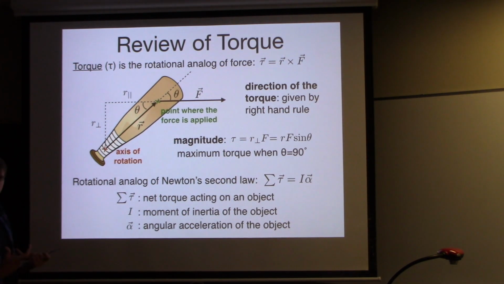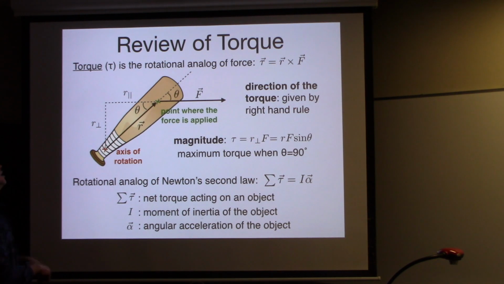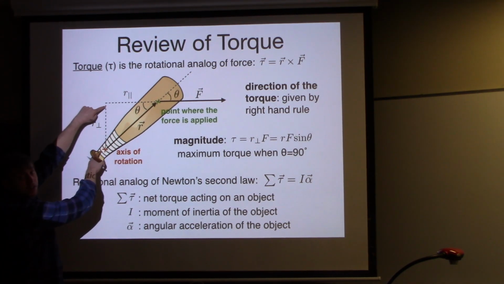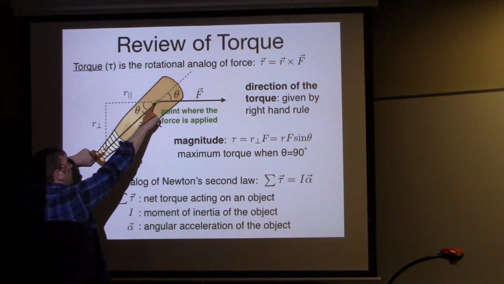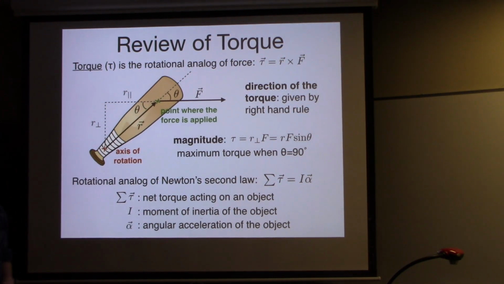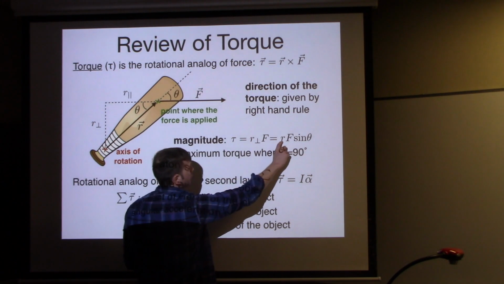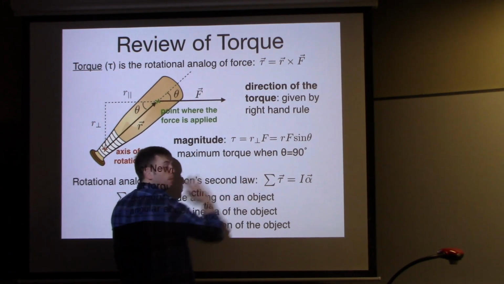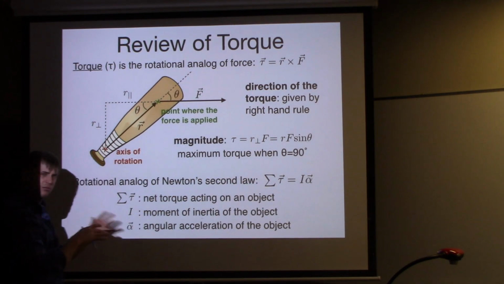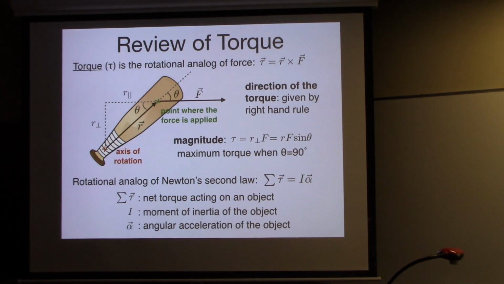If you do a little bit of trigonometry, you can see that R perpendicular right here is just this length times sine of that angle. So I can also write this as, instead of RF sine theta, R perpendicular times F. So it's just two different ways of thinking about torque. They really say the same thing.